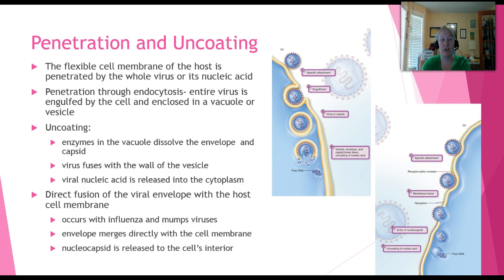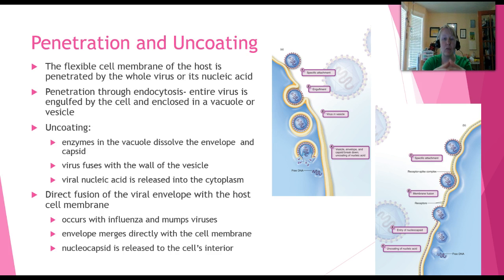So penetration and uncoating, this is how viruses actually get into the cell. And there are 2 ways that viruses will enter the cell. The first is through endocytosis, and the second is through viral fusion. In endocytosis, that's the first picture you see on the slide here. The virus will attach or absorb, and it will be brought in within a vesicle within the cell. And once it's in the vesicle, this vesicle will break down and release the viral DNA or RNA into the cell for replication. And this is through an uncoating process.